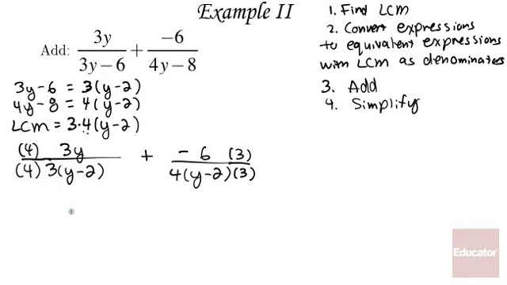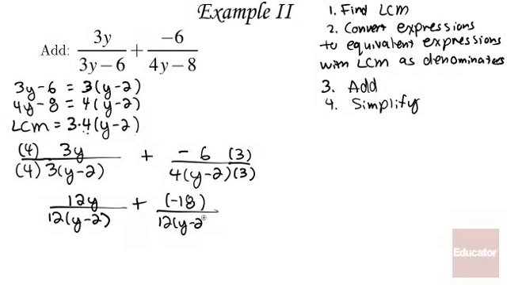Next step is just to go ahead and multiply this out. That gives me 12y over 12 times y minus 2. In my second expression, negative 6 times 3 is negative 18. 4 times 3, 12 times y minus 2. Now I've got common denominators, so I can add these two rational expressions. I'm just adding fractions with like denominators. This is going to give me 12y plus negative 18. I can write that as minus 18 over the common denominator, 12 times y minus 2. So I added, my last step is to simplify.